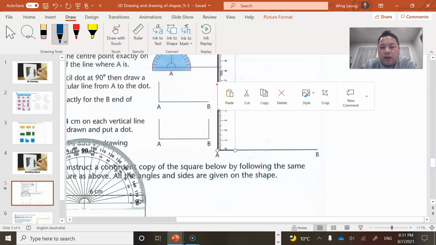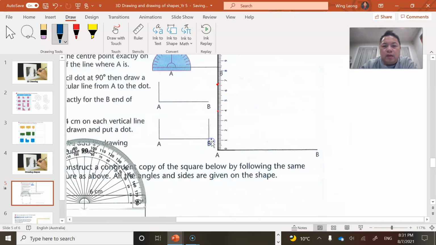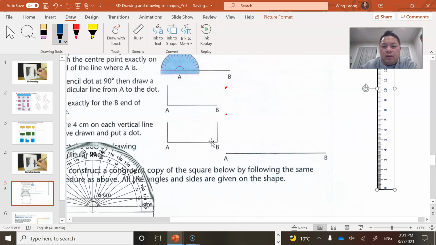Okay, so again, put it somewhere around here. 4 cm is somewhere around there. So I'll put another dot there. Next, I'm going to remove the ruler. Now I'm going to draw.